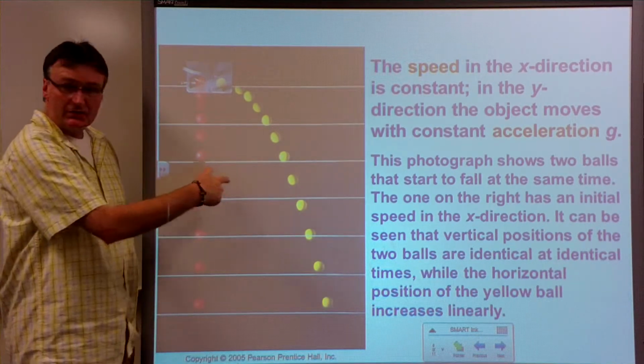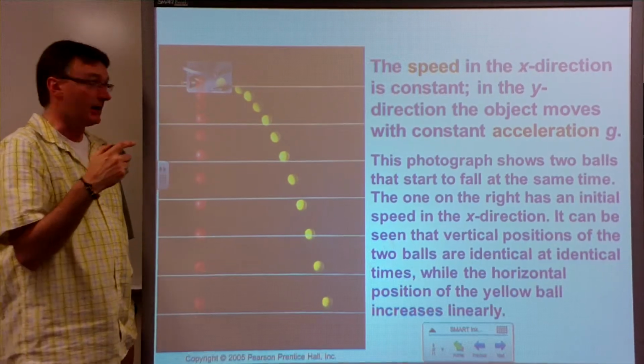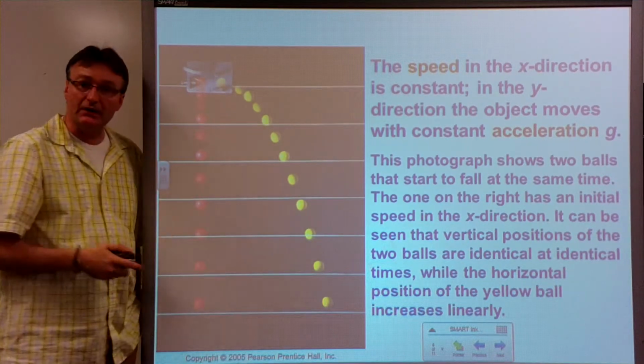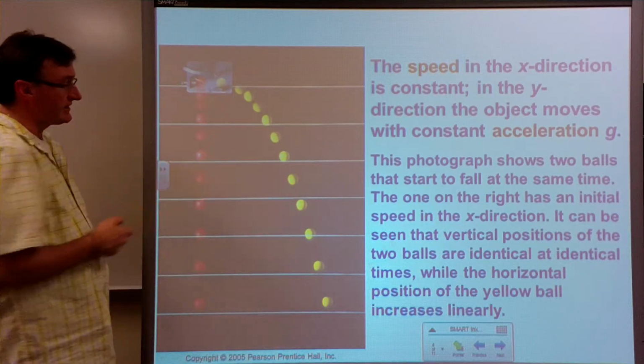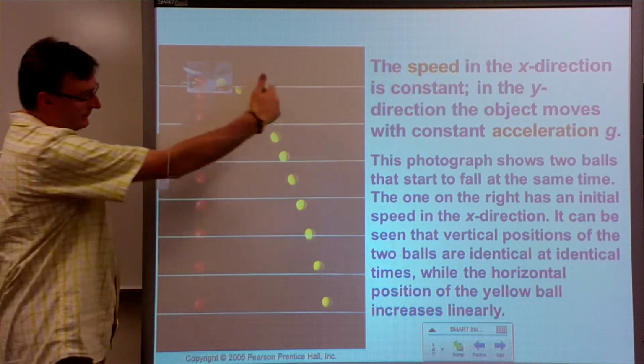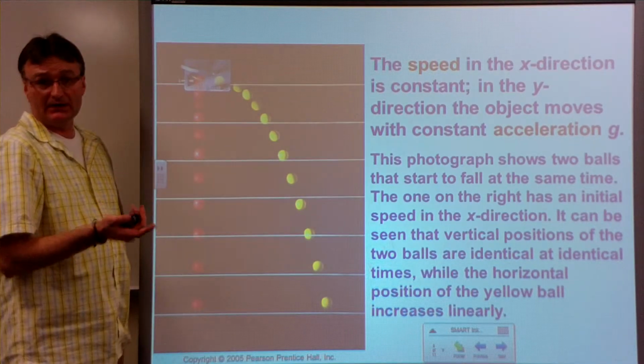What's different about these two is, the only difference is that the yellow one has been given a component of velocity in the x direction, and the red one does not. That's the only difference between these two. So you can see their motion in the y direction is identical, not so in the x direction, however.